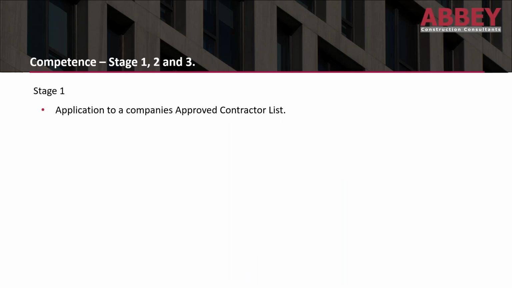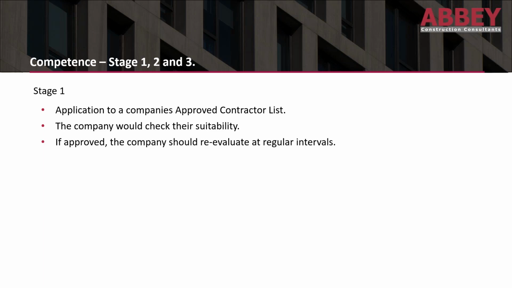Now, when I lecture on this at the University of Hull, I break competence down into three stages, stage 1, 2 and 3. So stage 1 is where they would apply to come onto an approved contractor framework or contractors list. To do that, the company would then check their suitability, so they'll be checking things like insurance, any past projects they've done, any accreditations, so SSIP, SafeContractor, CHAS, things like that. So that would then get them, if successful, onto the client's approved framework list. If approved, then they would go onto that register.